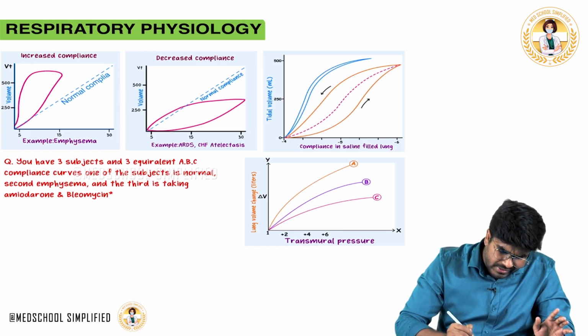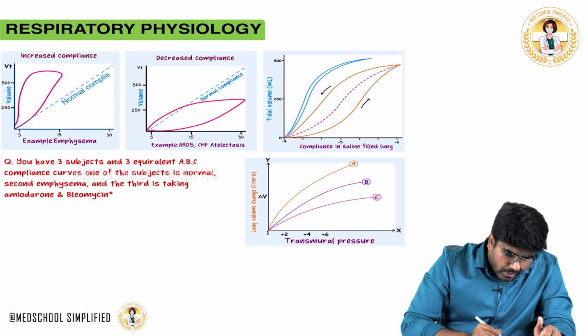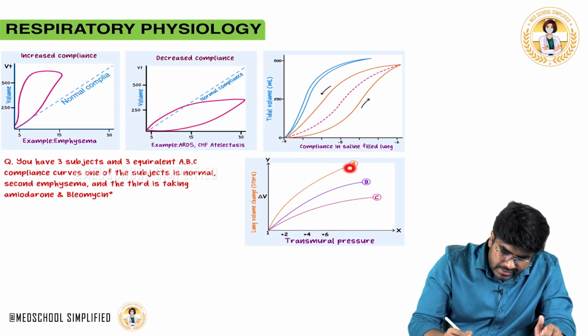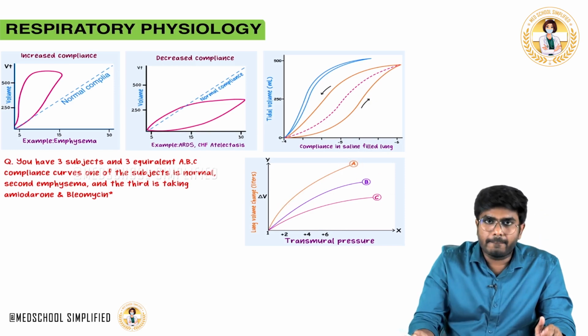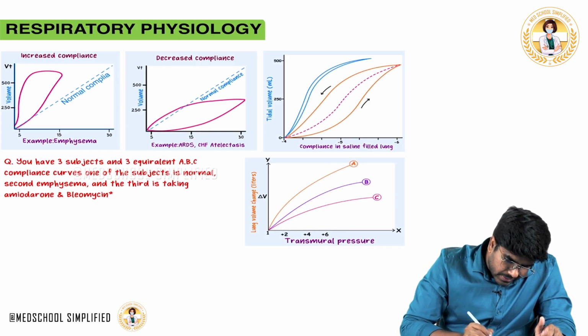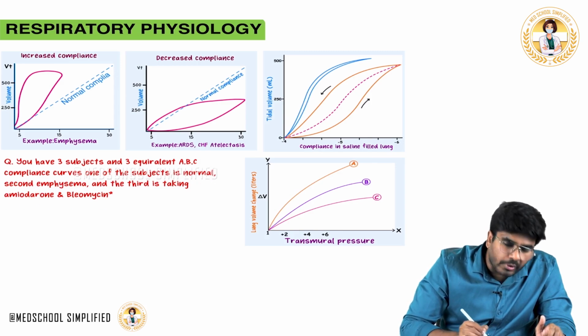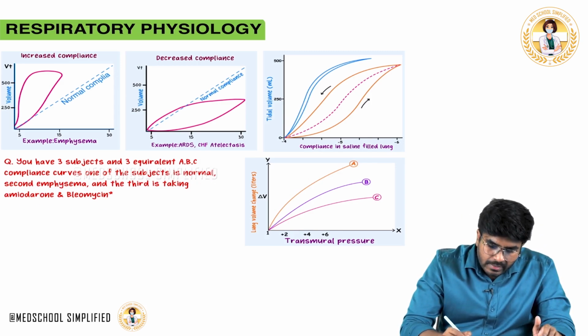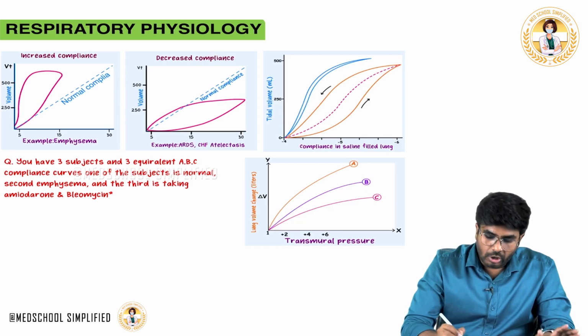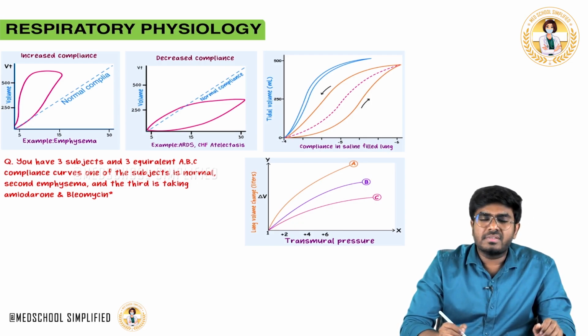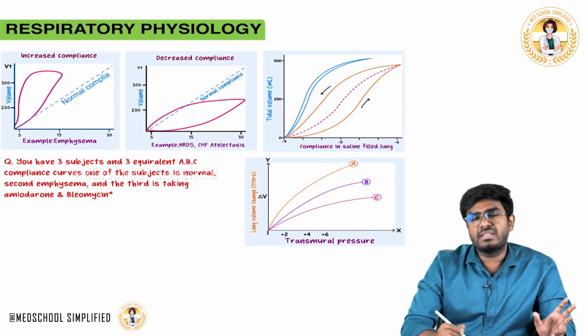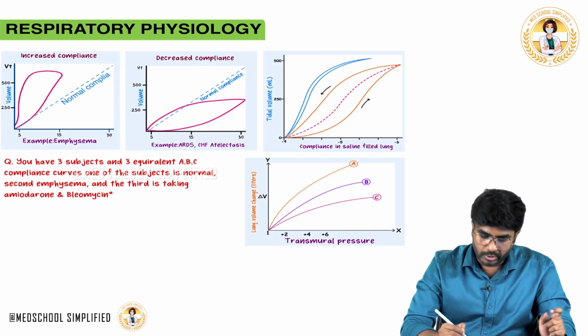Now having said that, look at this one question. We have 3 subjects with compliance curves A, B, and C. One subject is normal, one is suffering from emphysema, and the third person is using drugs like amiodarone and bleomycin. Which of these compliance curves is normal, which is the person with emphysema, and which is seen in the person using amiodarone or bleomycin?